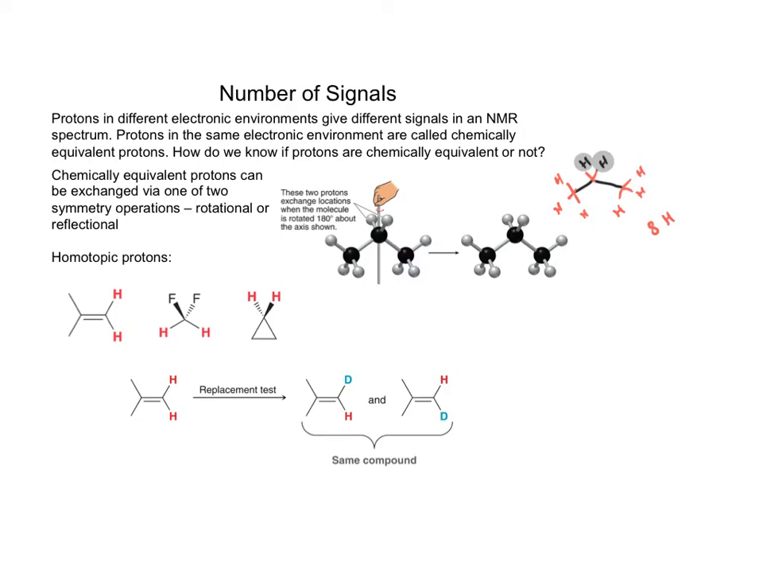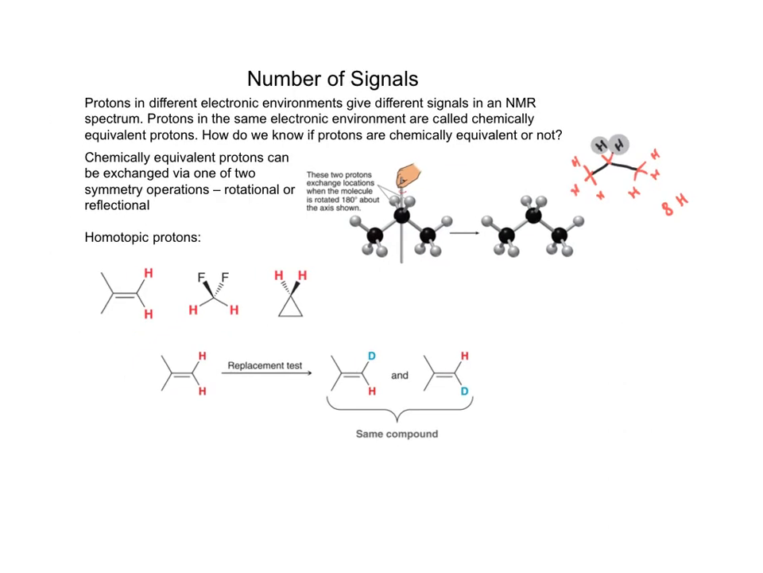Now, to explain this, I'm going to go back to the symmetry operations that I introduced back in Chapter 5 with respect to stereoisomers. In Chapter 5, I said there are two different types of symmetry operations that we're going to focus on: rotational symmetry and reflectional symmetry. So what was rotational symmetry?